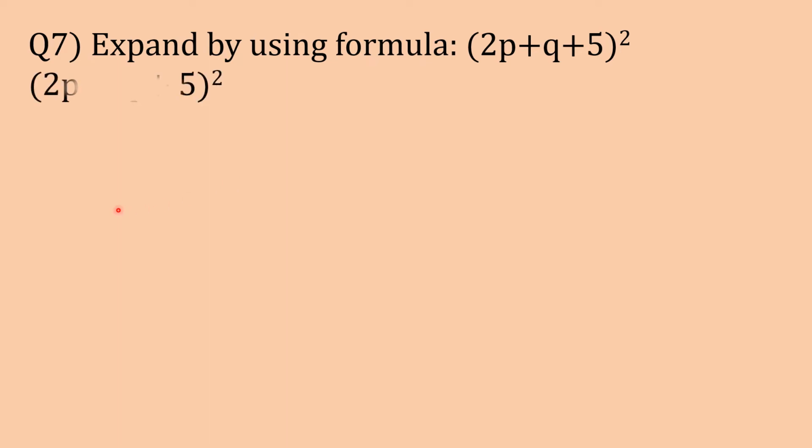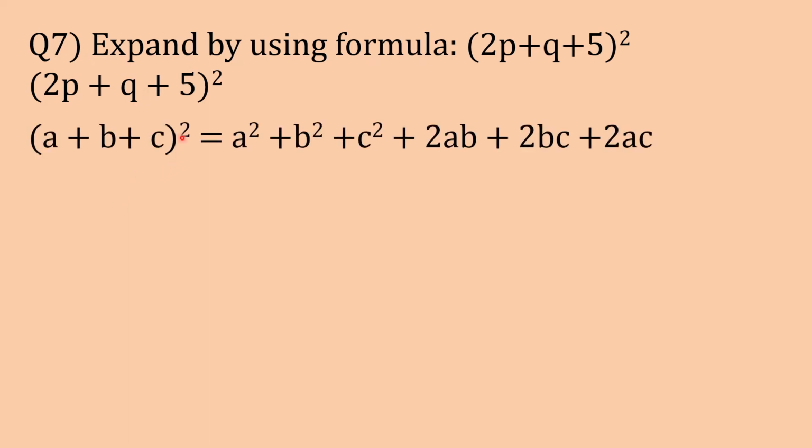So we will use for this question the a plus b plus c the whole square formula, that is a square plus b square plus c square plus 2ab plus 2bc plus 2ac. Now here students, our a term is 2p, b is q and c is 5. So in place of a, b and c, you have to just substitute these values: 2p, for b you write q, and for c you write 5. So you'll get the answer.